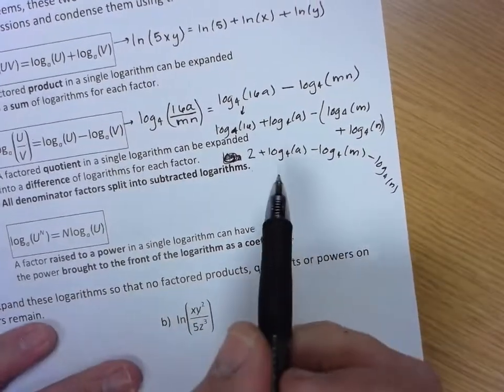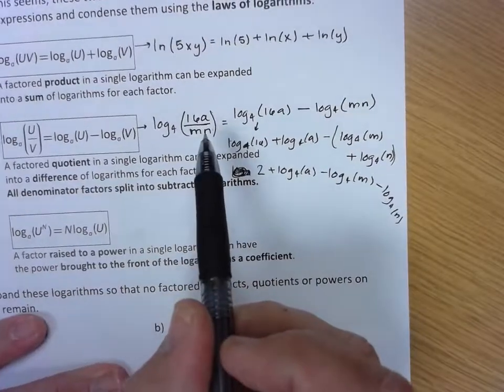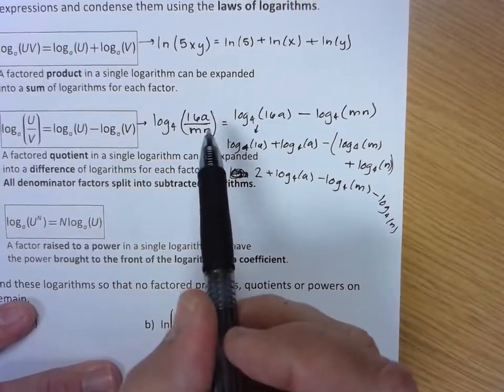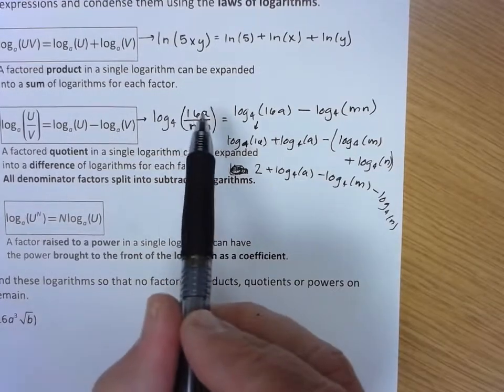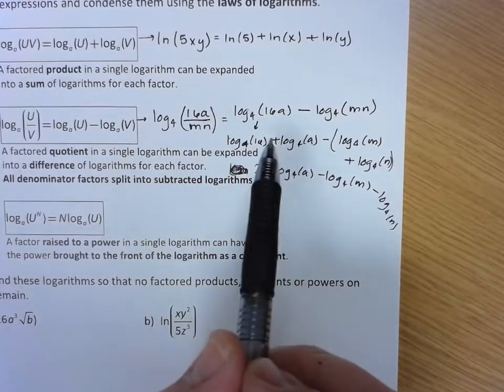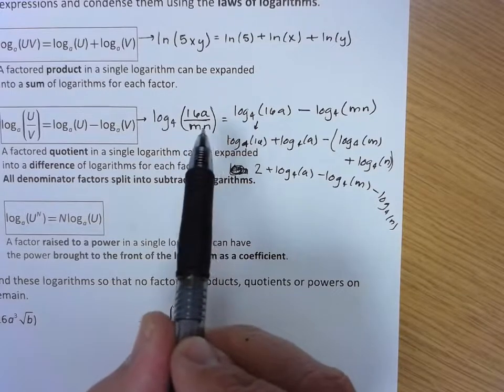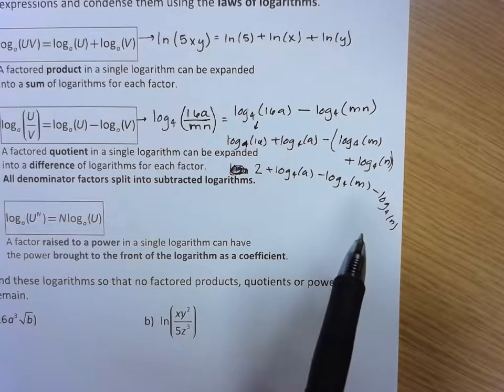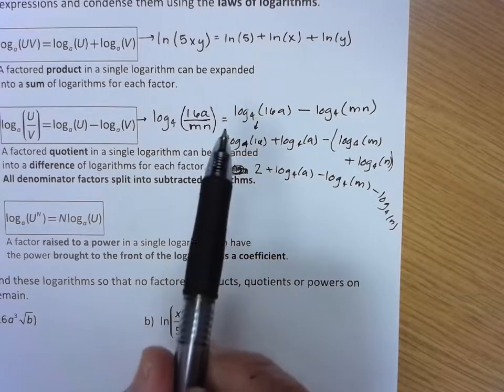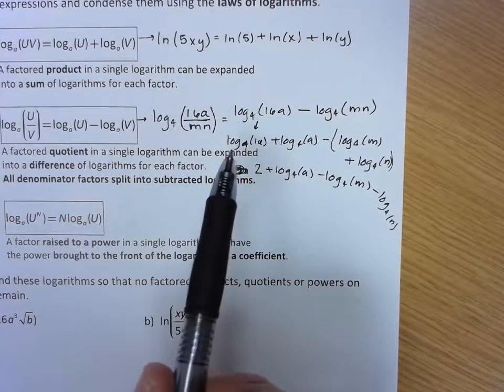But notice what this tells you: if you count the number of factors in the original quotient, there are 1, 2, 3, 4 factors. Any numerator factors will split apart into positive logarithms, whereas denominator factors will become subtracted logarithms when you use the property properly all the way. So that's a handy way of generalizing this second law of logarithms.